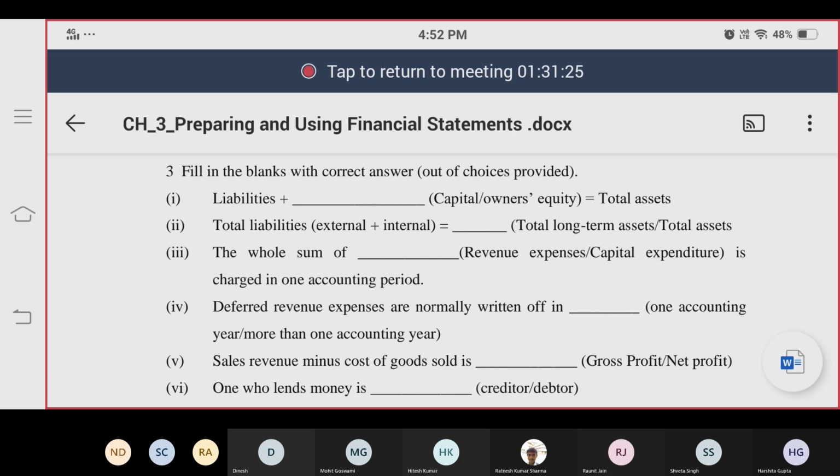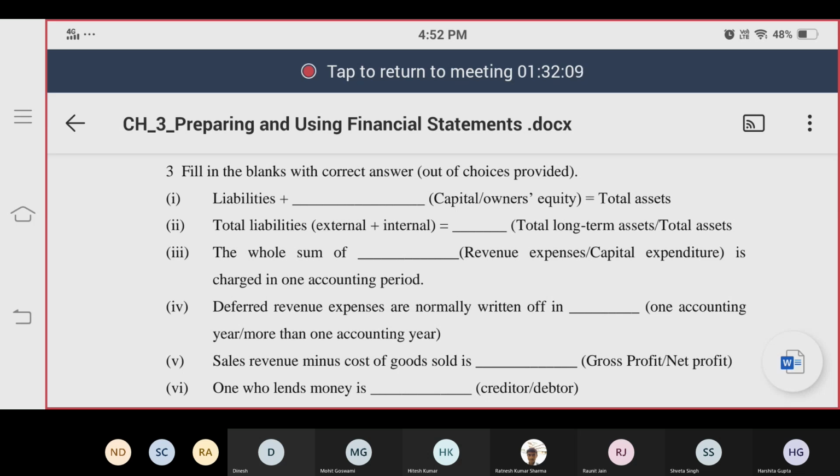Okay. Now let us do these fill in the blanks out of the choices that are provided. So liabilities plus what? Capital or owner's equity is equal to total assets. Who can tell me? Dinesh? Dinesh, are you here? Yes, ma'am. Dinesh, do you want to take a guess? Liabilities plus what will be equal to total assets? Liabilities plus... Ma'am, isn't liabilities equal to assets?